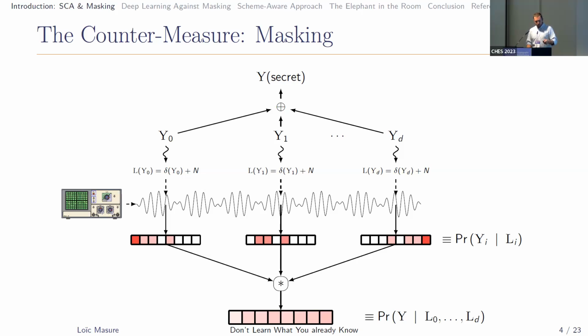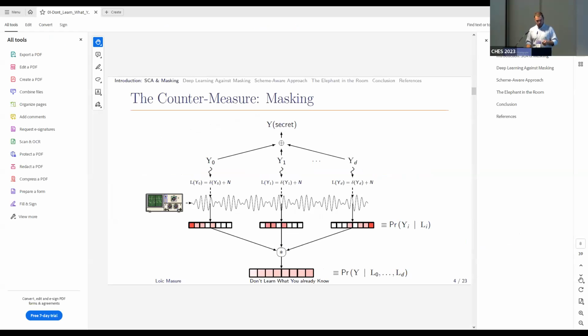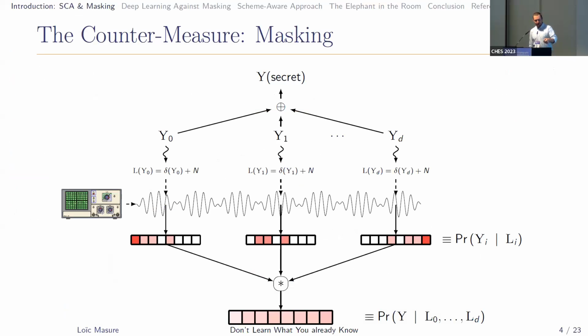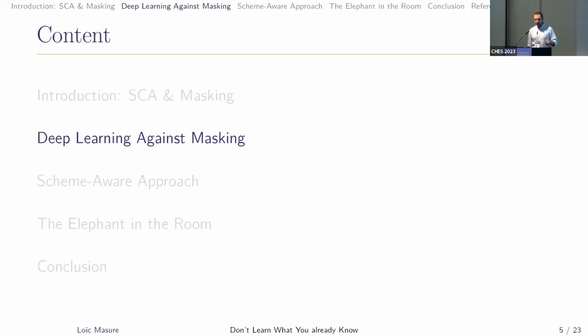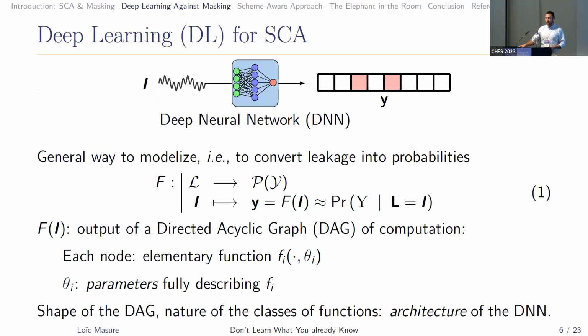Okay, but now how to convert this small piece of trace into score vectors? Well, we can use machine learning and more precisely deep learning. This is exactly the aim of deep learning, which is a function that will turn some leakage into some score vectors.